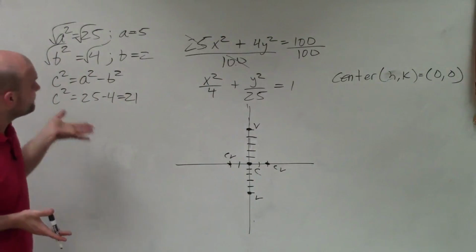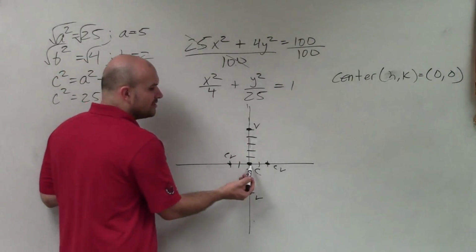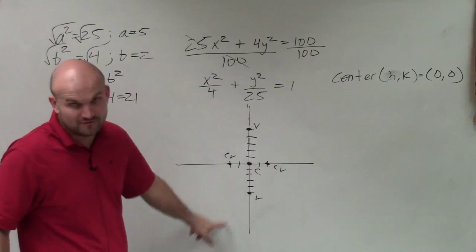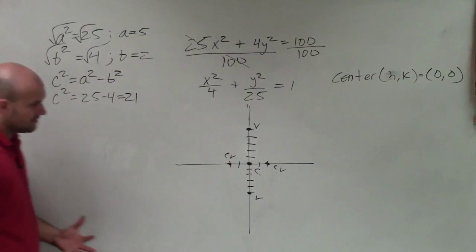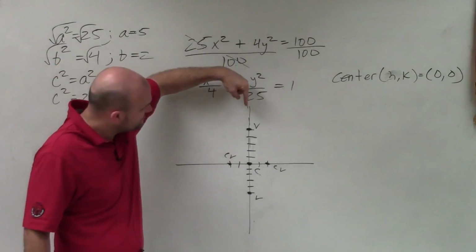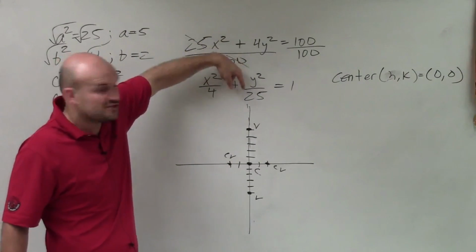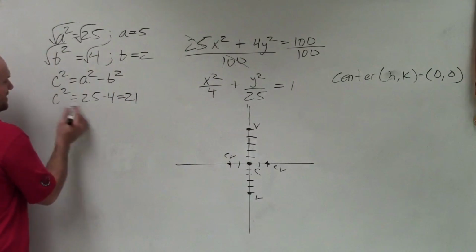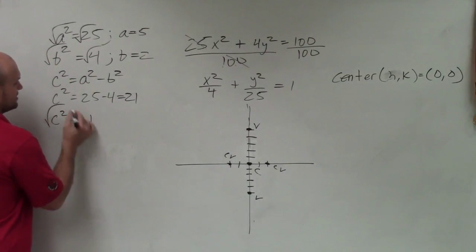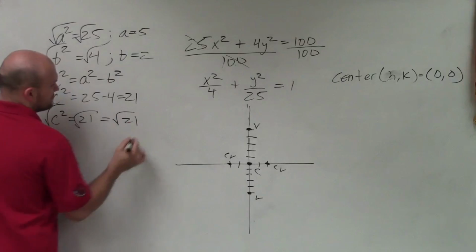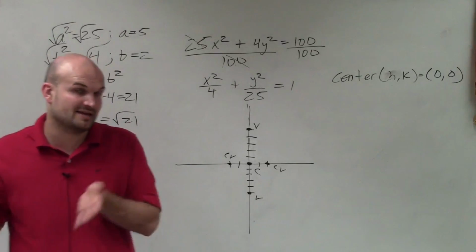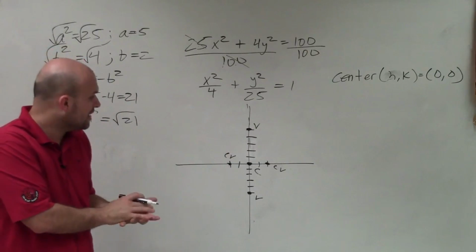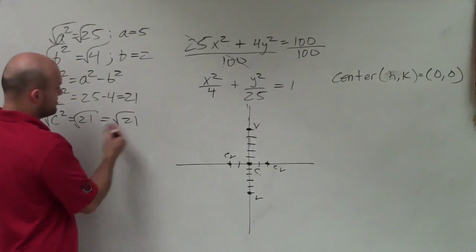Now, to identify what my foci are going to be, my foci are again going to be the value c from the center to both foci. However, you've got to make sure you remember they're going to lie on the same axis, which is the major axis, as my vertices. So whatever my value of c is, c squared equals 21. Take the square root. So c equals the square root of 21, which is roughly going to be between 4 and 5. 4 and some decimal. I don't have a calculator. I'm not trying to be exact. I'm trying to give you a good idea. So it's going to be between 4 and 5.